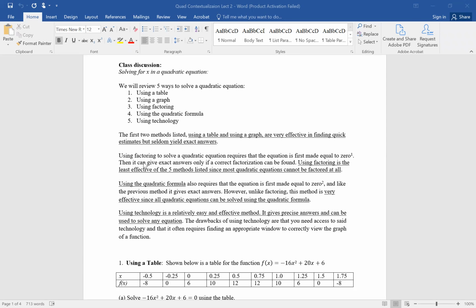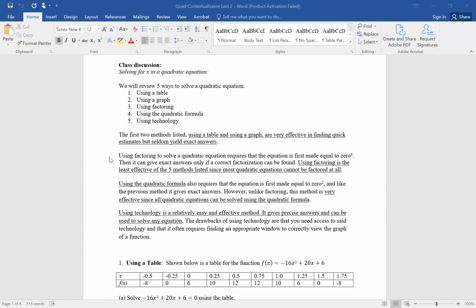So notice if we're talking about quadratic equations, you can do everything using a table, a graph, factoring, the quadratic formula, or technology. I don't know if we'll get through the whole thing in this video, but in the next video or two, I'm going to try to cover all this and just review everything for you.